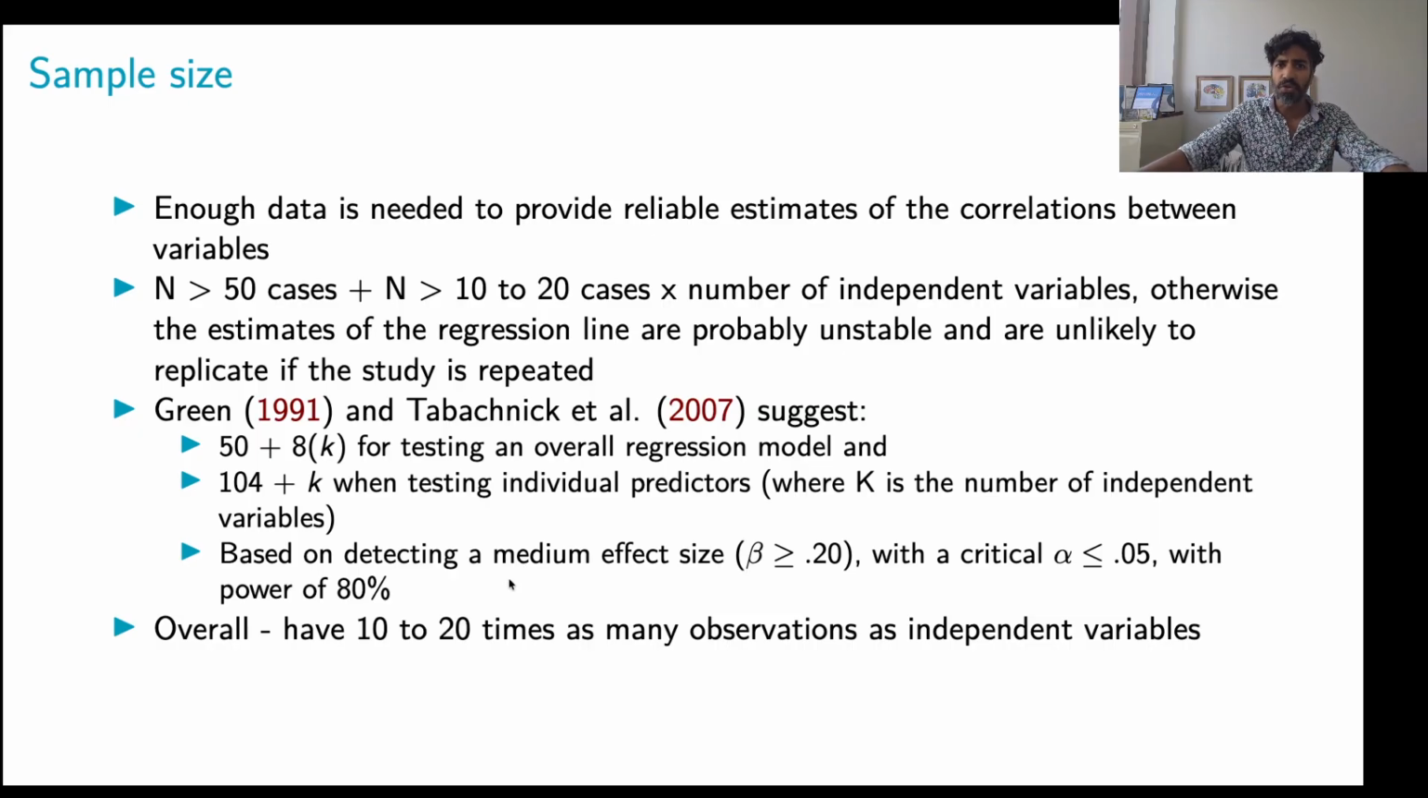Overall, there's another guideline of having 10 to 20 times as many observations as independent variables. So if you have 5 independent variables, you want at least 20 times that, so 100 observations, to run a regression with those 5 variables.